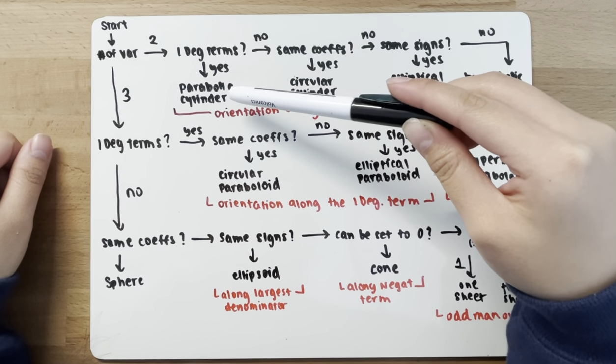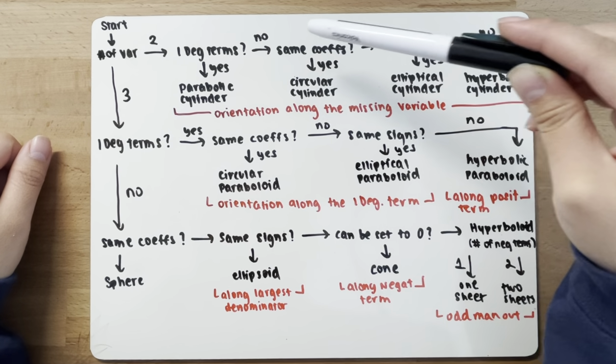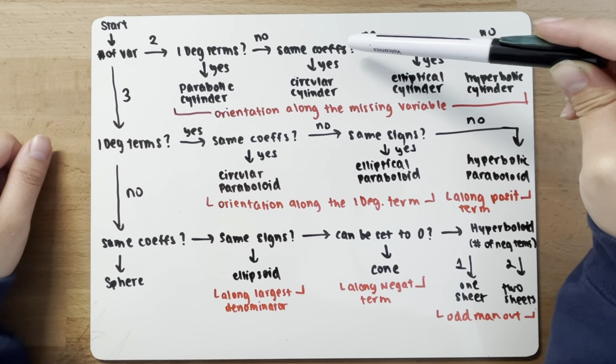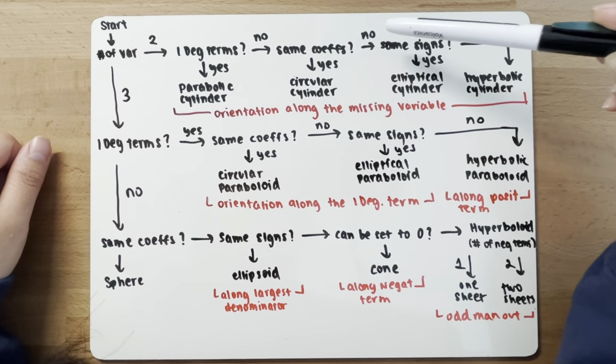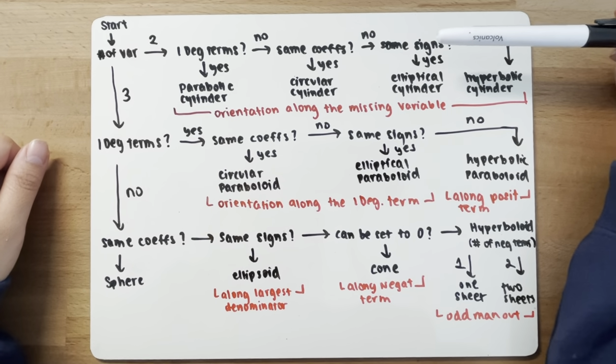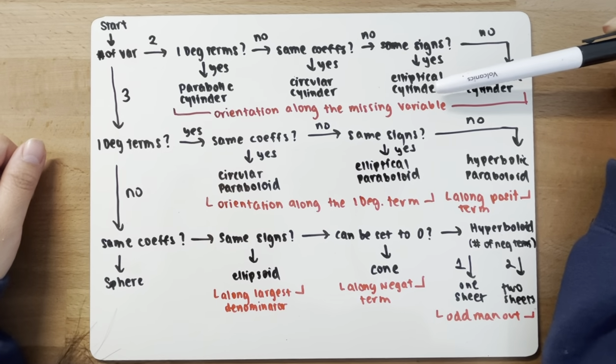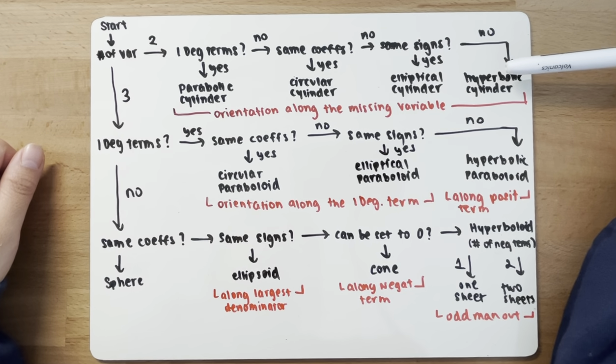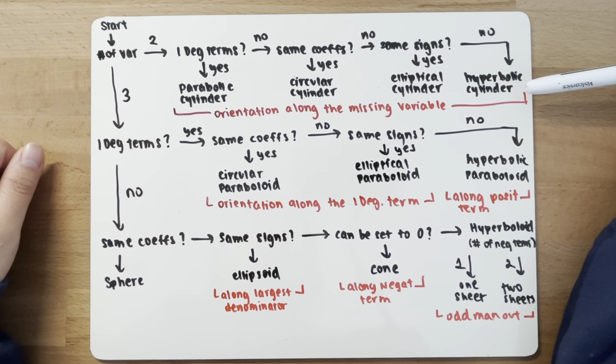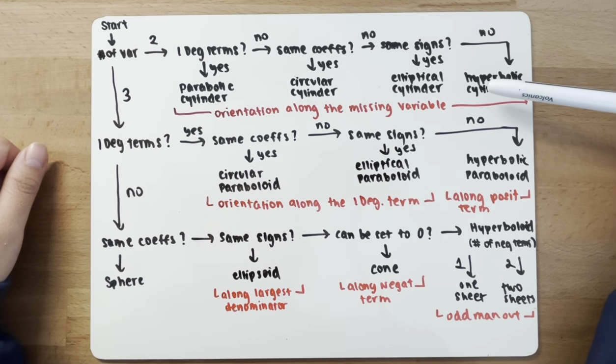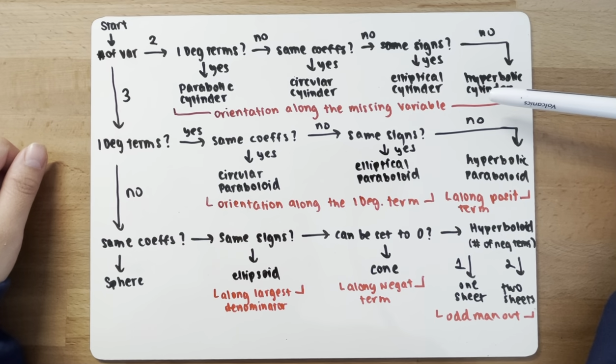Because if yes, it's a parabolic cylinder. If no, you're going to ask, same coefficients? If yes, it's a circular cylinder. If no, you're going to ask, do they have the same signs? If yes, it's an elliptical cylinder. And if no, then it's a hyperbolic cylinder. All of these cylinders, their orientation is along the missing variable.